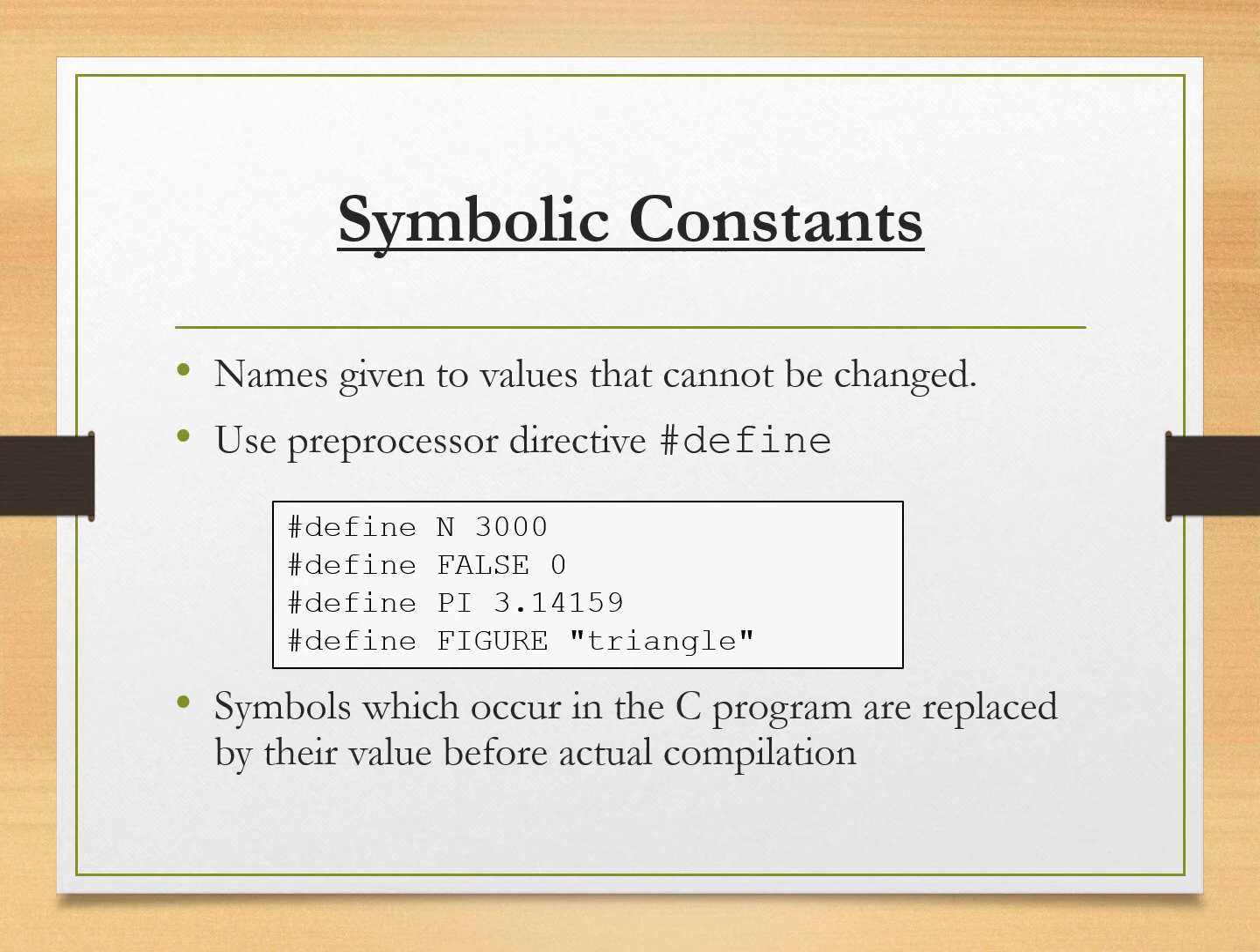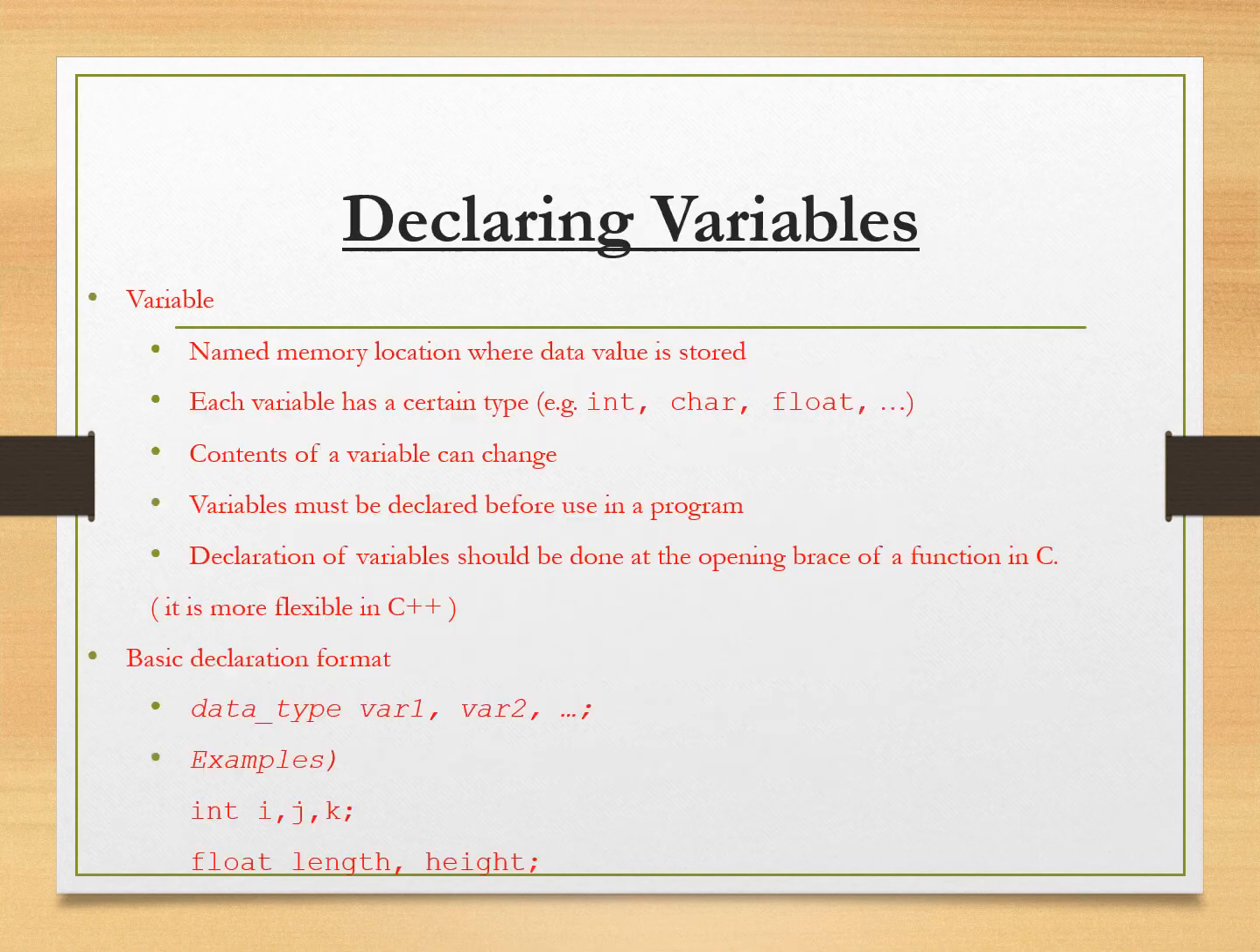Symbolic constants. These are constant values that are used in the program. Symbolic constants can be given using the #define preprocessor directive. For example, #define N 3000, so N can be substituted with the value 3000 throughout the program. Another example of a constant value is pi, which always takes a constant value of 3.1419. These kinds of values can be declared using the #define preprocessor directive.